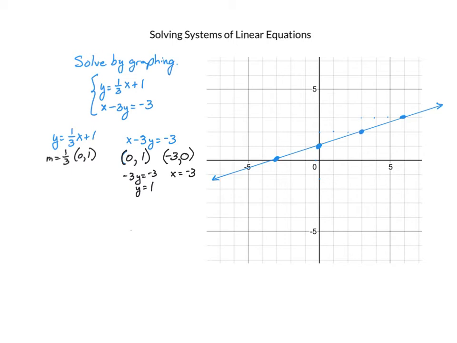In fact, if I had solved for y, it would have looked like this. -3y equals the opposite of x minus 3. Divide by -3, and you would have had 1/3 x plus 1. And you would have noticed we have the same equation twice. So the equations were completely equivalent.